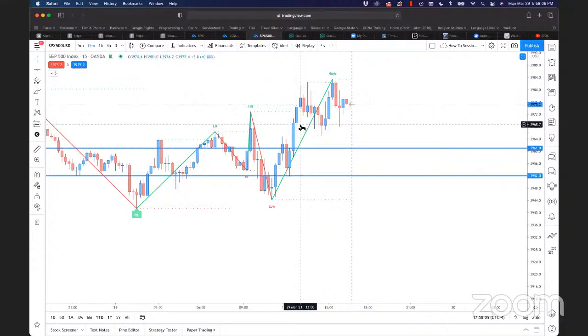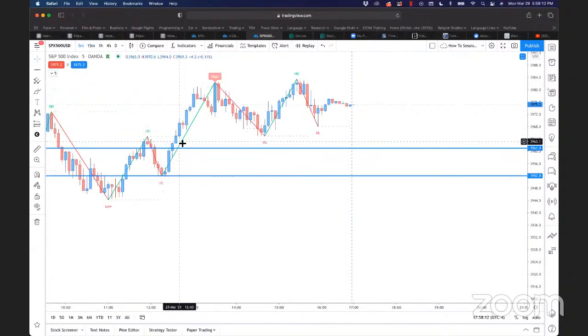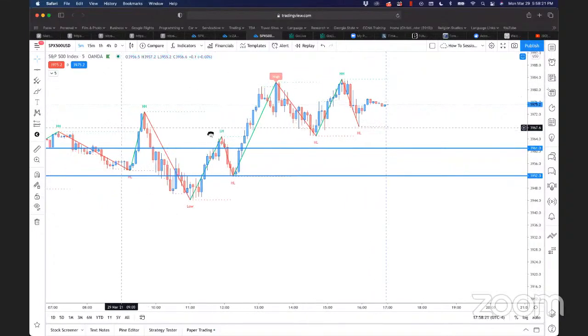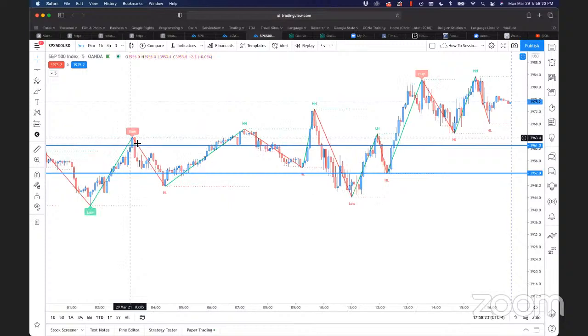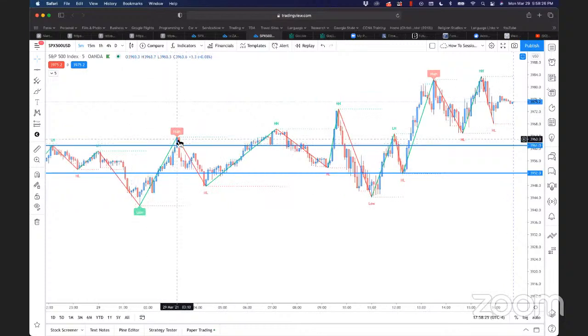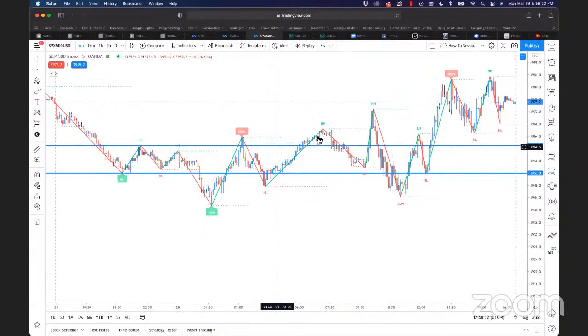I think this probably would have gave you an entry on the 5 minute over here. Yeah, 5 minute entry would have gave you a cleaner entry over here to hit all the targets. And right here, this one would have been a no-go. This one broke, it came back down and rejected. So this one would have been a no-go right here. This one and this one would have gave you your best entries.